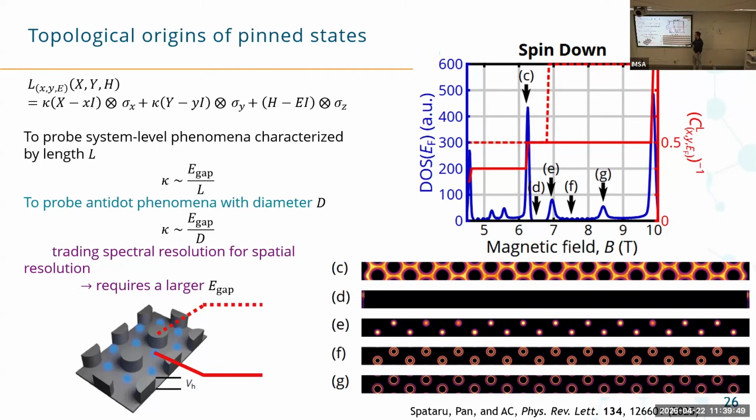And so the claim here, and that these simulations are showing, is that these states that were previously known to exist, that were pinned to each antidot, are actually of topological origin. They originate from the difference in local topology of what the Chern number on the antidot is versus the Chern number in the background.